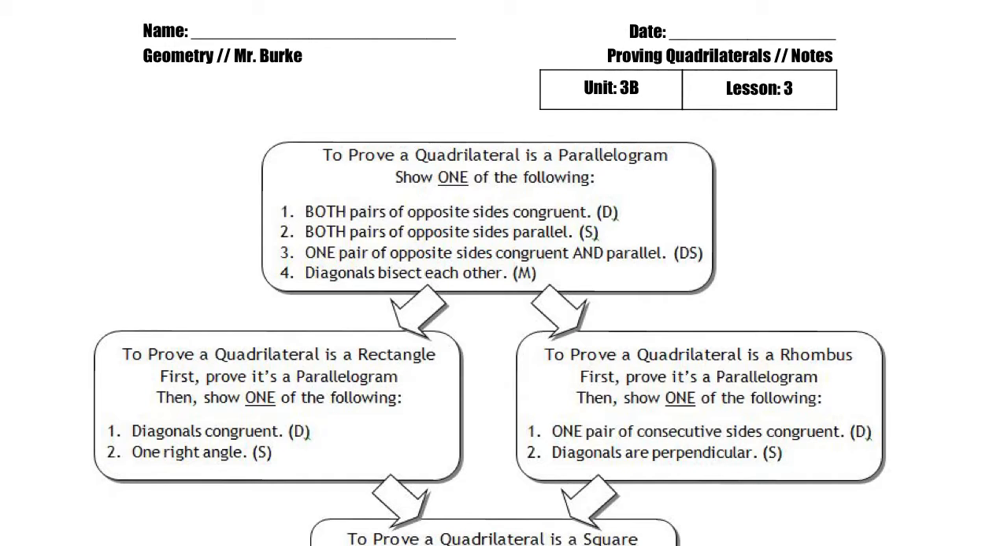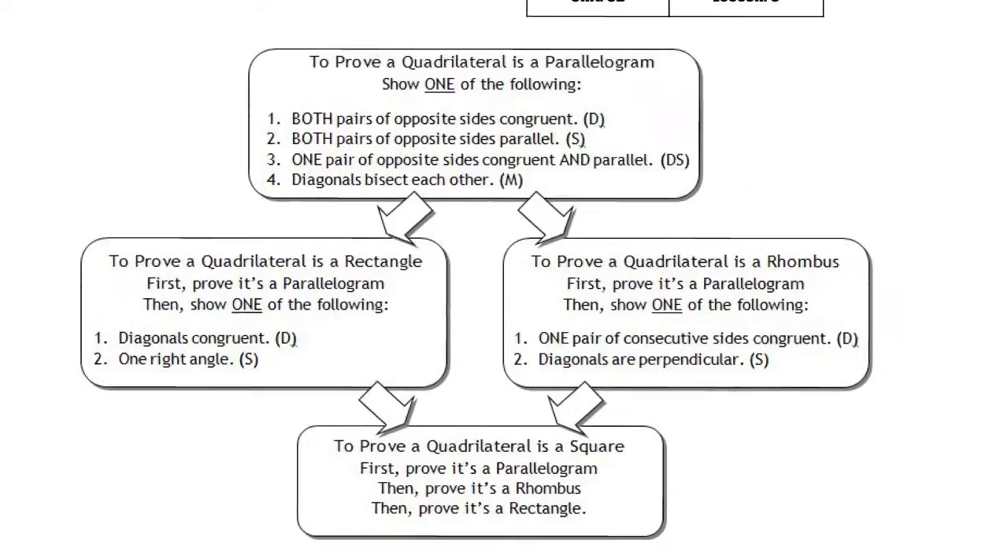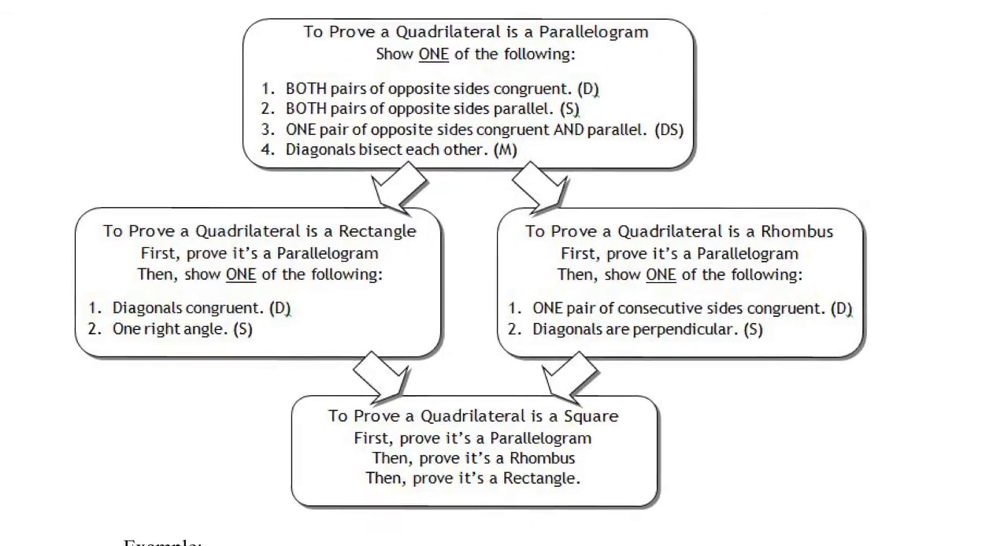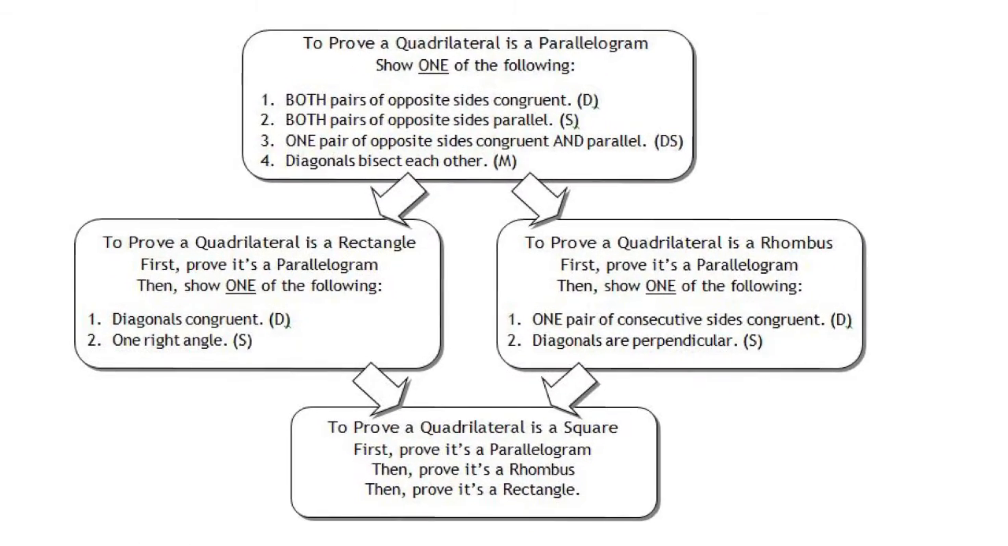Now, the way that we do this is it's laid out right here for you. These are the ways that you can prove that a quadrilateral is these things. So if you want to prove that something is a parallelogram, you choose one of these 4 ways. You do not have to do all 4. You have to just do one of them. You can ignore these letters that are inside parentheses. That's something for maybe a little bit later in the year. That's not important right this moment.